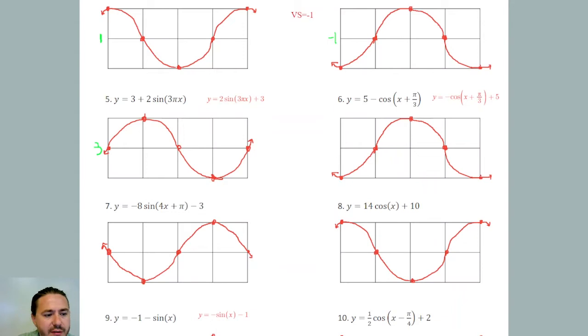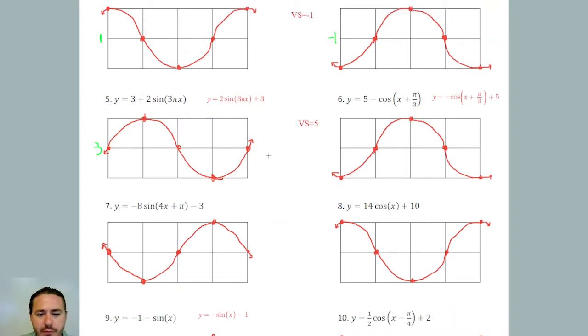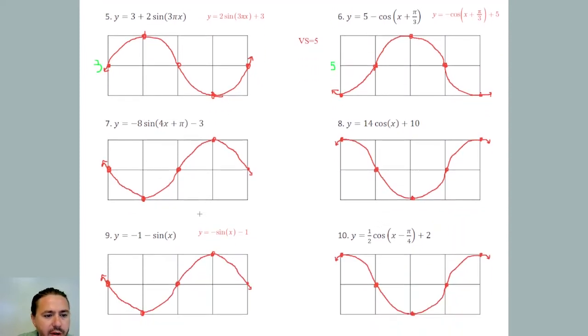For number 6, what's my vertical shift on number 6? The vertical shift here is going to be 5. So I'll label that equilibrium with a 5. And then let's keep going. Number 7, vertical shift is a -3.